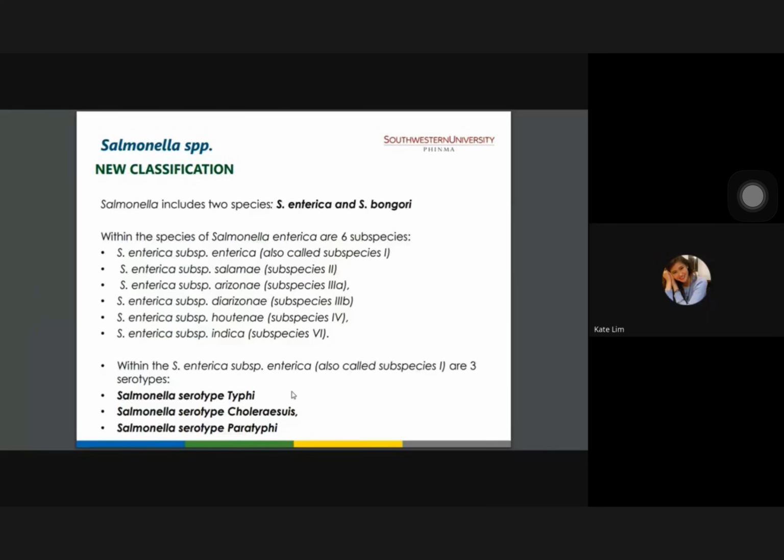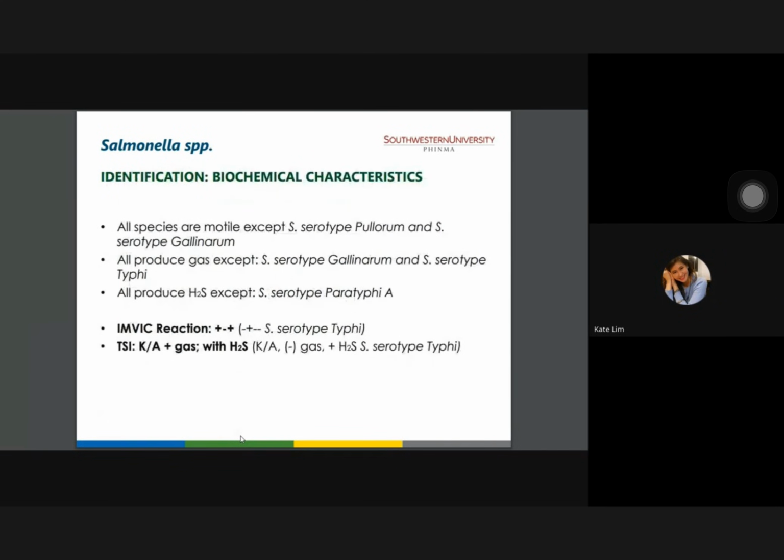So your subspecies enterica are divided again into 3 serotypes. So how are we going to write this one? You are going to write Salmonella enterica subspecies enterica serotype typhi. We have Salmonella enterica subspecies enterica serotype choleraesuis. We have Salmonella enterica subspecies enterica serotype paratyphi. Therefore, typhi, choleraesuis, and paratyphi are the most clinically significant serotypes under Salmonella. Okay? So those are the 3 most clinically significant under Salmonella.